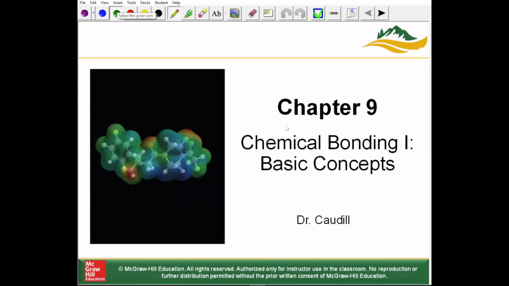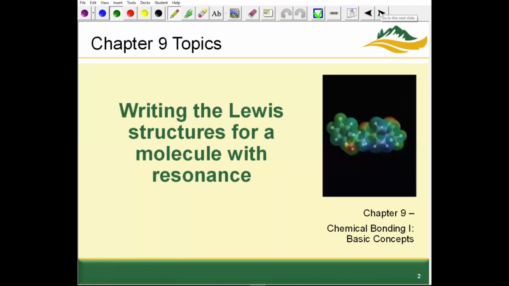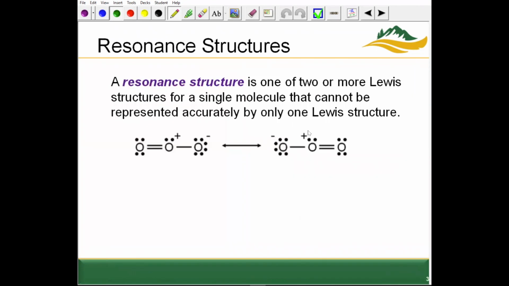Hello all, we are finishing up chapter 9, chemical bonding 1, basic concepts. This next topic we're going through is writing the Lewis structures for a molecule that has resonance. To go more into this topic, let's define what resonance is and what resonance structures look like.